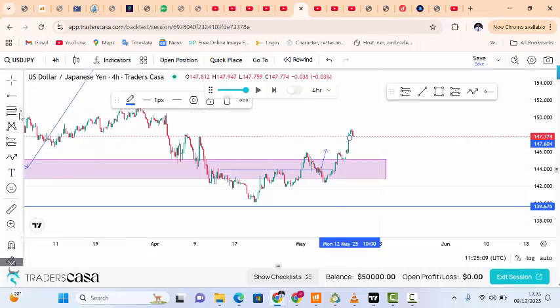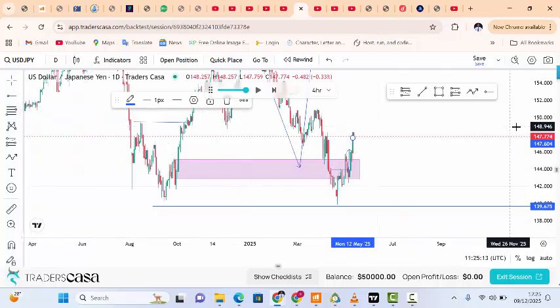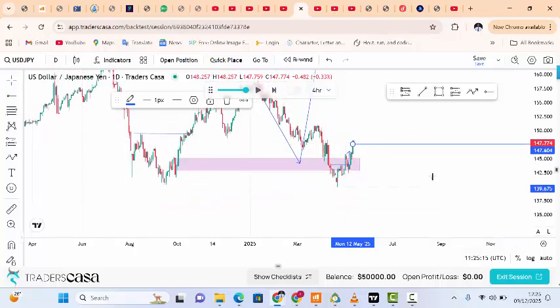All right, so I'll come back to daily so that I'll see it very well. So you see, we have market structure shift, we have break of structure. So you buy from around here, stop loss here. So where are we targeting? Let's see.